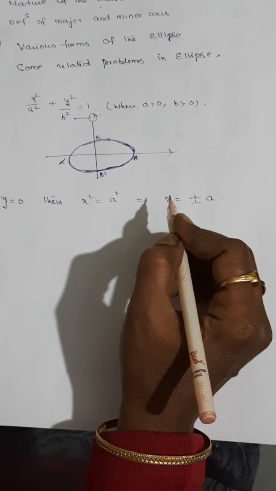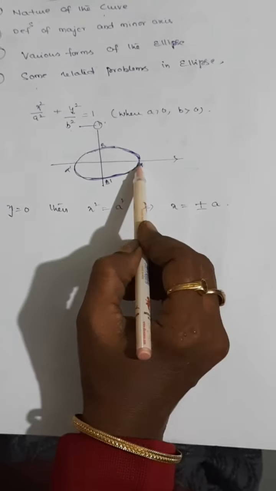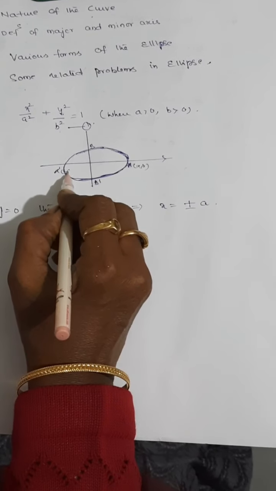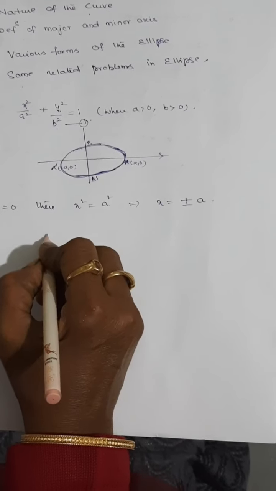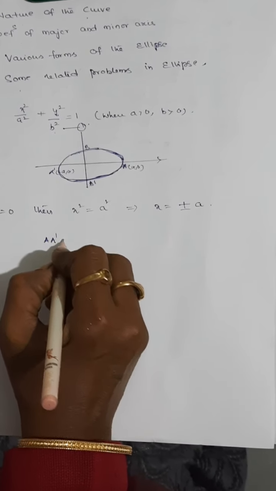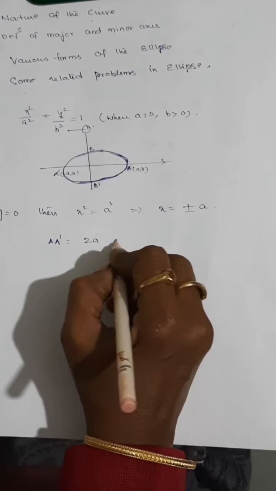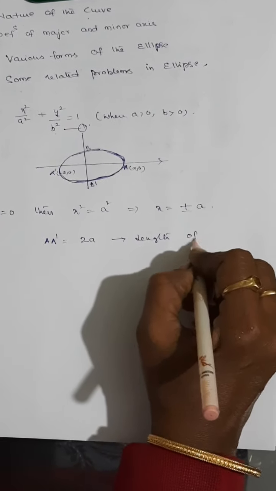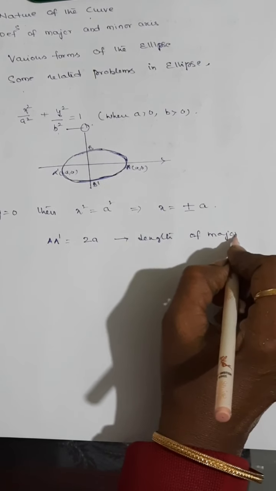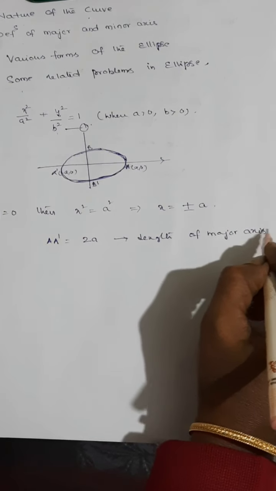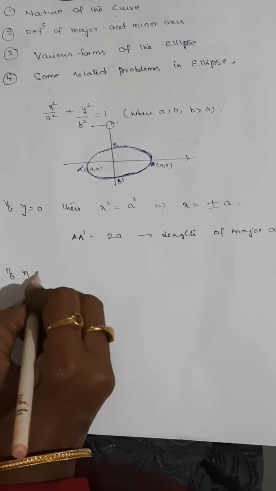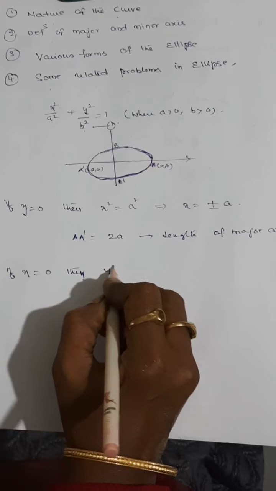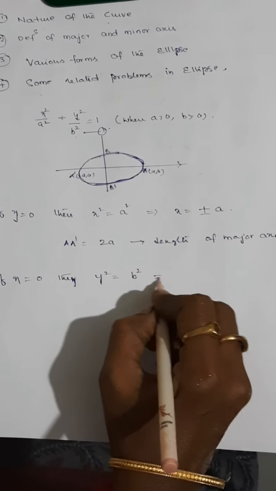Therefore, the curve intersects the x-axis at (a, 0) and (minus a, 0). Therefore, AA dash is equal to 2a. It is the length of the major axis.